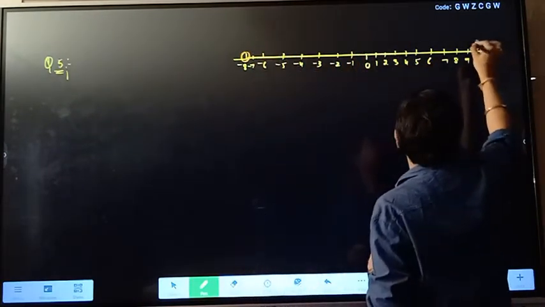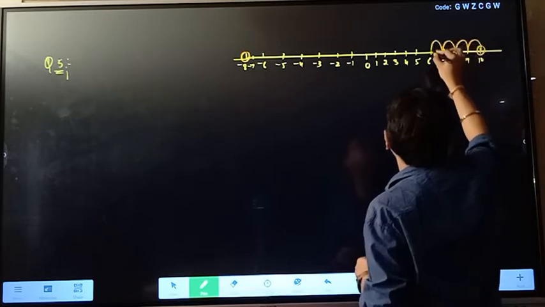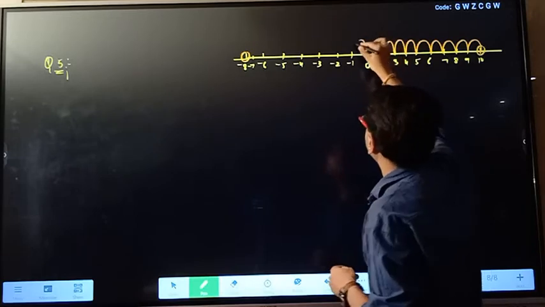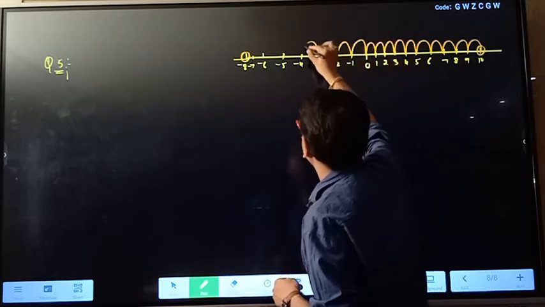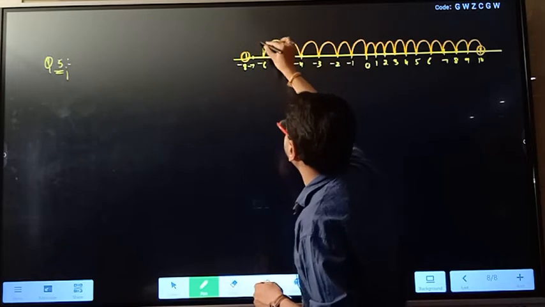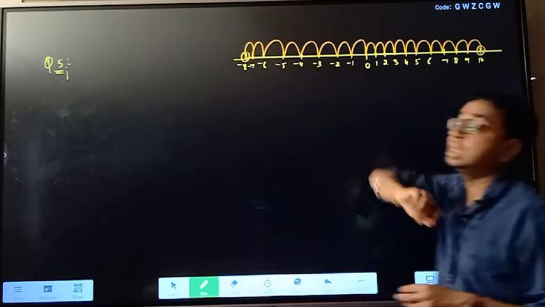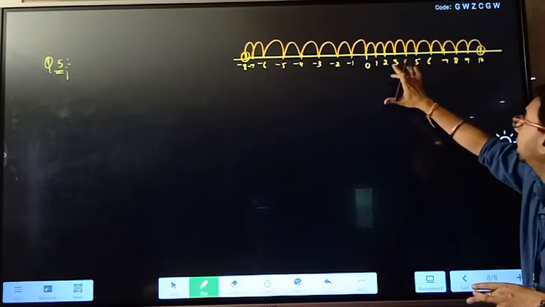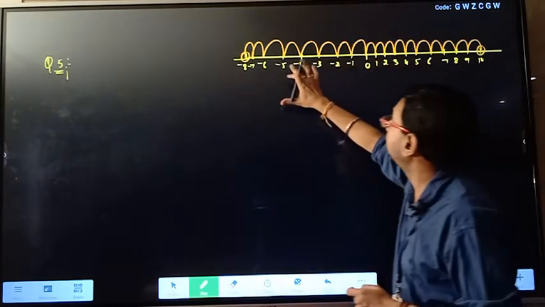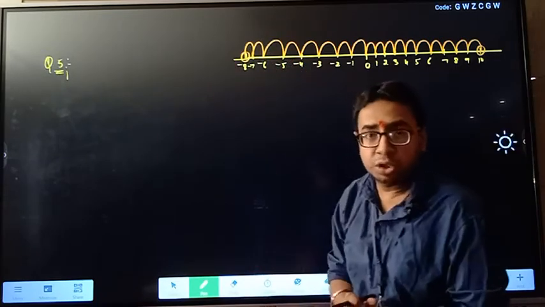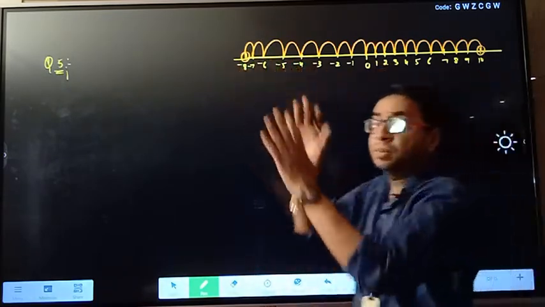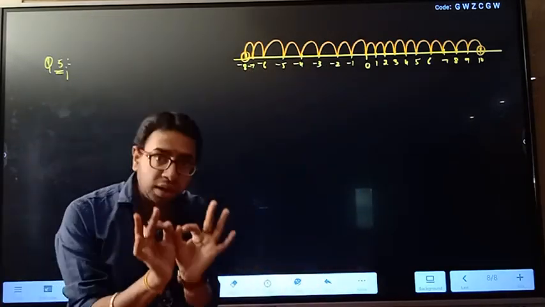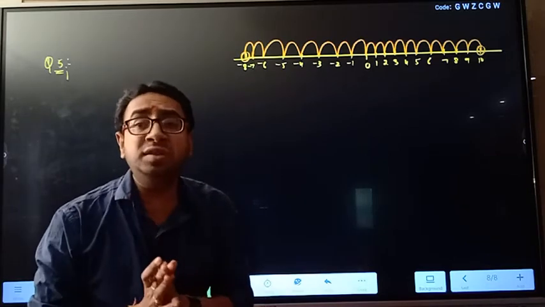So 1, 2, 3, 4, 5, 6, 7, 8, 9, 10, 11, 12, 13, 14, 15, 16, 17 and 18. Can you see what happened? We have reached. Definitely from here to here, we have completed a journey. It means 18 times the temperature decreased. But per hour it is decreasing by 2 degrees Celsius.